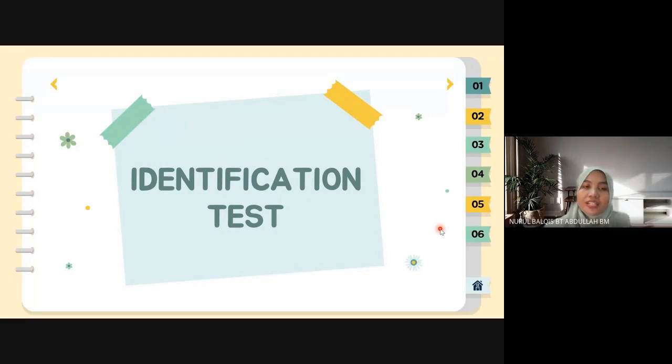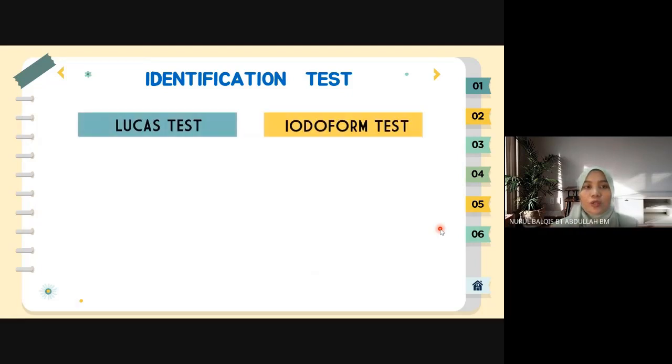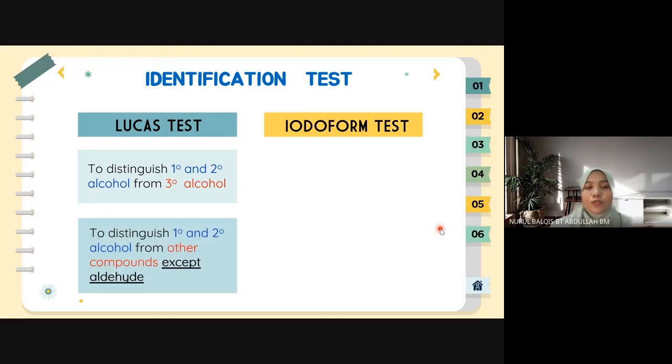This identification test is to differentiate between the classes of alcohol. There are two types of tests that we will learn. One is the Lucas test. The Lucas test is used to distinguish primary and secondary from tertiary alcohol. Why does it say primary and secondary from tertiary alcohol? Later we will look at the observations. The Lucas test is also used to distinguish primary and secondary alcohol from other compounds, except for aldehyde. When it says except for aldehyde, it means aldehyde will also give a positive result.